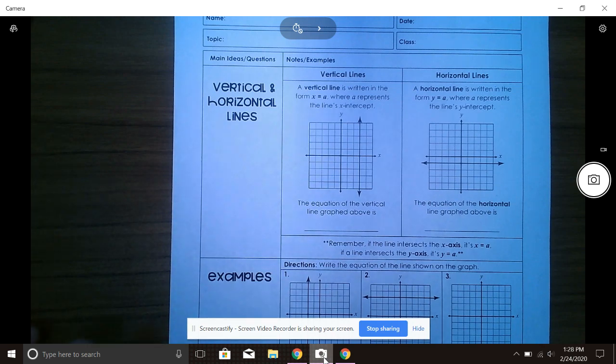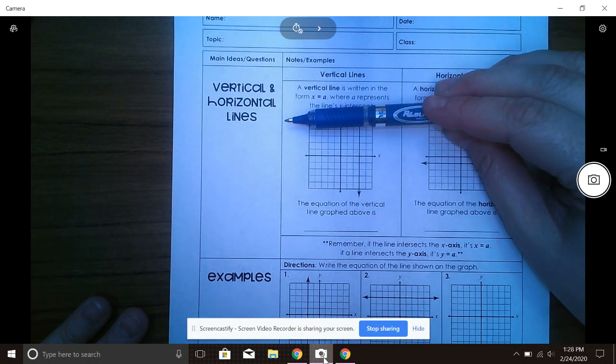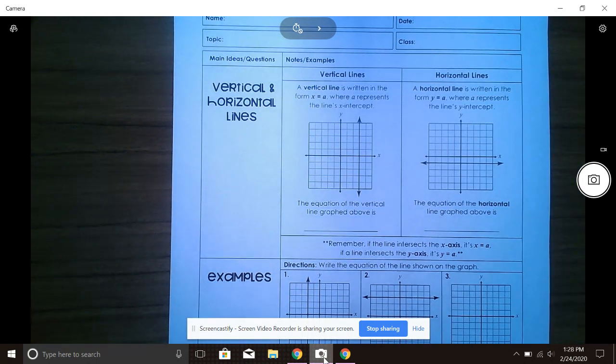Hello everyone! In this video, we're going to talk about the equation of vertical and horizontal lines, as well as the slope of vertical and horizontal lines. They're sort of the special cases of linear functions. Let's talk about vertical lines first.